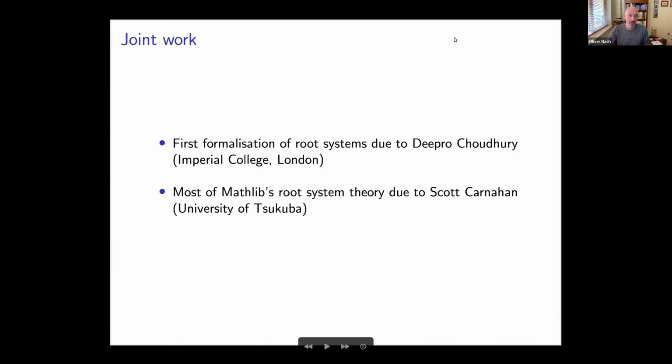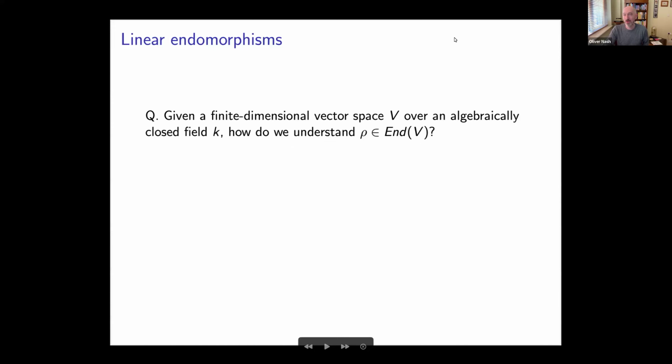Okay, so I'm not presuming everybody knows what root systems are. It's not going to be a highly technical talk where I'm asking you to follow detailed arguments. But I would like to give you a sense of what root systems are if you haven't seen them before. So I have an opening question: supposing I have a finite dimensional vector space, and I want to understand some endomorphism of that, how do we do it? And we've got nice coefficients in an algebraically closed field. Well, we all know the answer, I think.